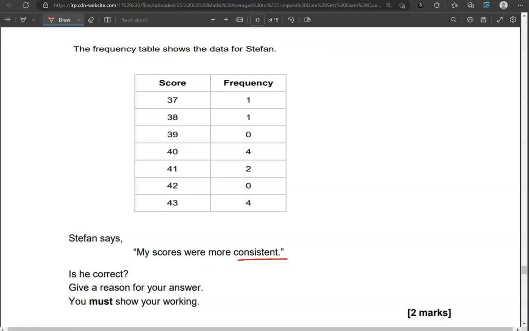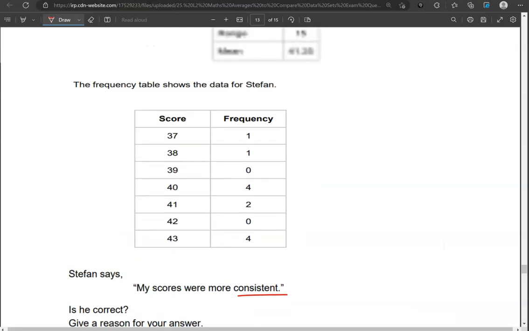Consistency links to range, always. So, the higher the range, the less consistent. The lower the range, the more consistent. The other two that we use are typically the mean, but sometimes the median as well. So in those cases, you can say the higher average. So if the mean or the median are higher, we say on average, this is higher. So just to clarify that. So in this case, we'll use the range.